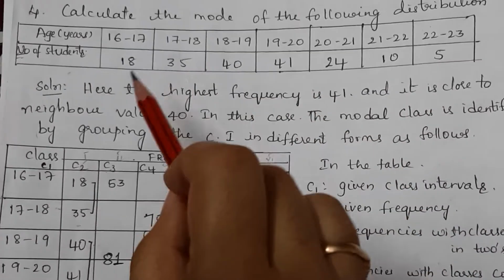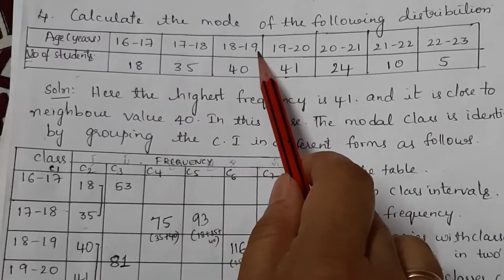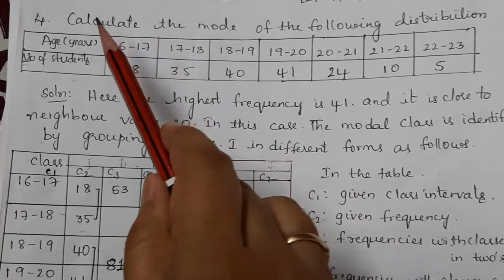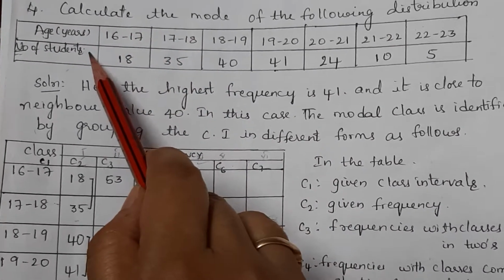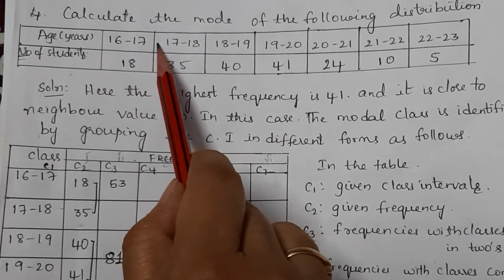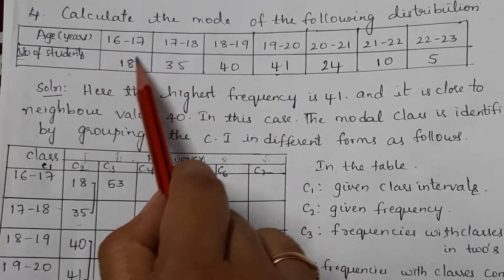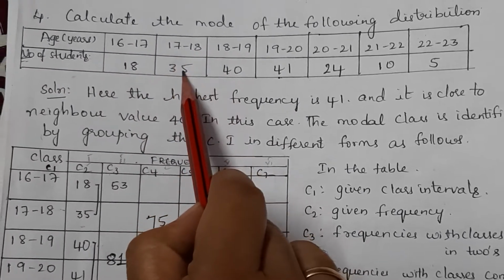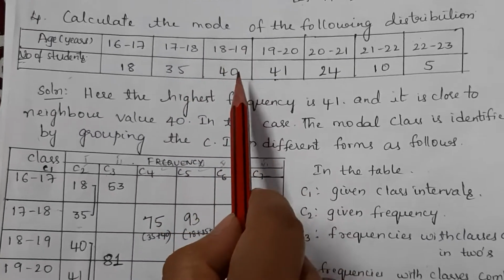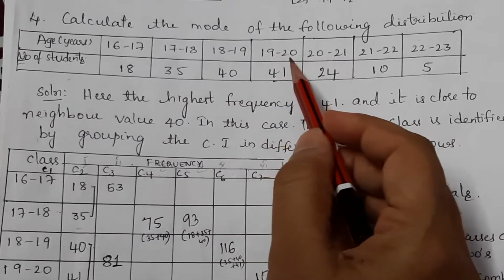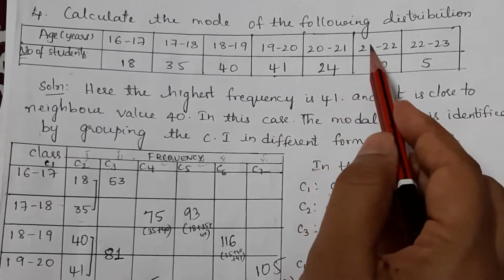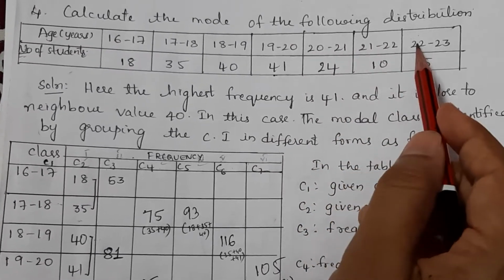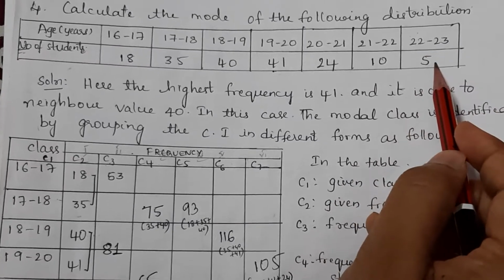The next example is calculate the mode of the following distribution. Here age is given in years and number of students is given. So age between 16 to 17 years is 18 students, 17 to 18 is 35 students, 18 to 19 is 40 students, 19 to 20 is 41 students, 20 to 21 is 24 students, 21 to 22 is 10 students, 22 to 23 is 5 students.